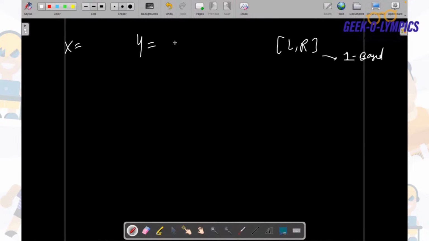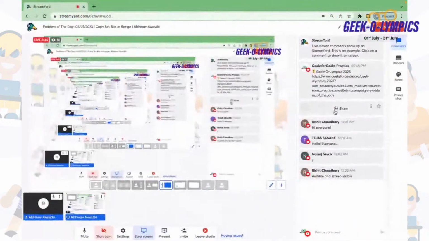Let's say I'm taking the binary digits of the number directly. Let's say I'm taking 10110, a large number. Let's say this is y. I'm directly taking the binary form of the number, and let's say this is the number x. This is x, this is y.